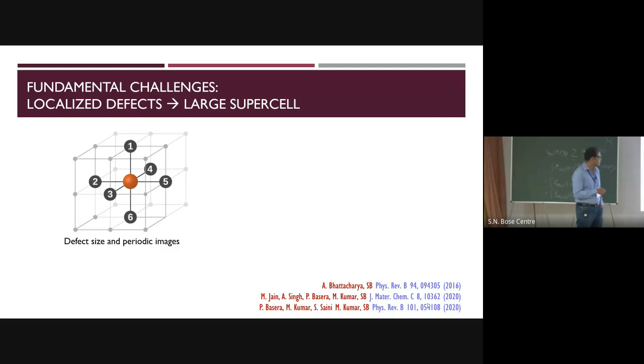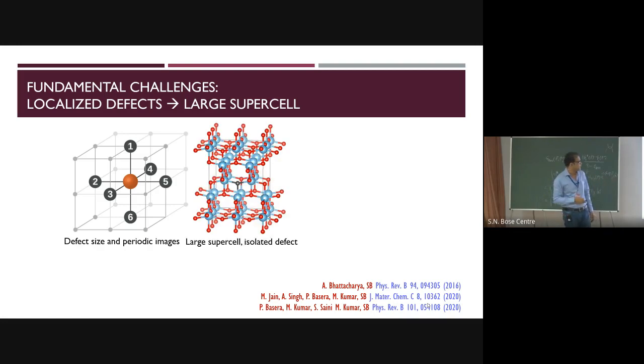Now, let us first try to understand what the challenge is if you want to accurately estimate the valence band top and the conduction band minima, because the moment you add a defect, or add some atom into a material, the problem is that you have to make the defect localized. And this requires you to expand the supercell.